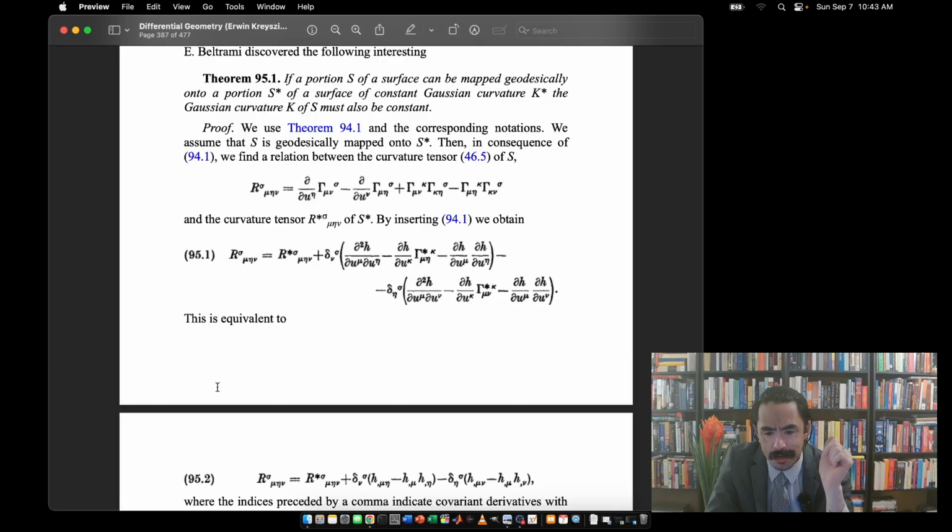By inserting expression 94.1 into all of this, we obtain capital R superscript sigma sub mu eta nu equals capital R star superscript sigma sub mu eta nu plus Kronecker delta sub nu superscript sigma, then times the quantity partial squared h partial u mu partial u eta minus partial h partial u kappa times Christoffel star sub mu eta superscript kappa minus partial h partial u mu, then times partial h partial u eta closed quantity, minus Kronecker delta sub eta superscript sigma, then times quantity partial squared h partial u mu partial u nu minus partial h partial u kappa, then times Christoffel star sub mu nu superscript kappa minus partial h partial u mu, then times partial h partial u nu closed quantity.